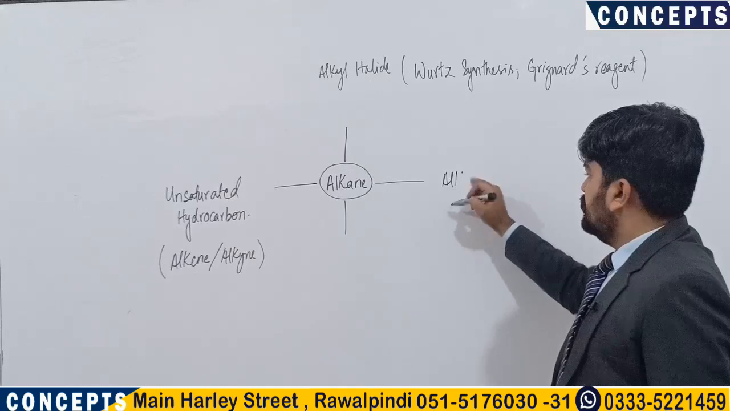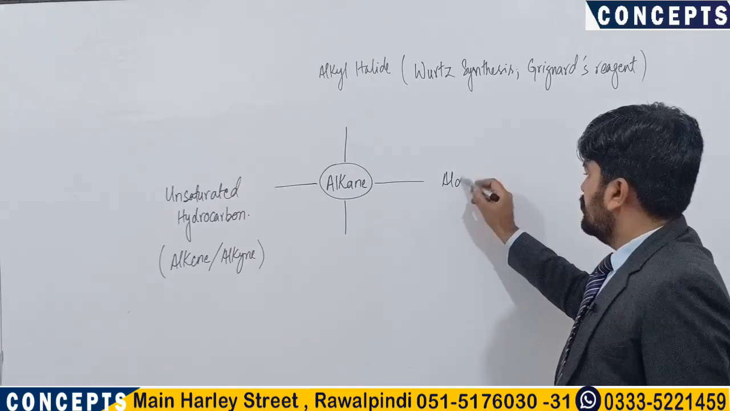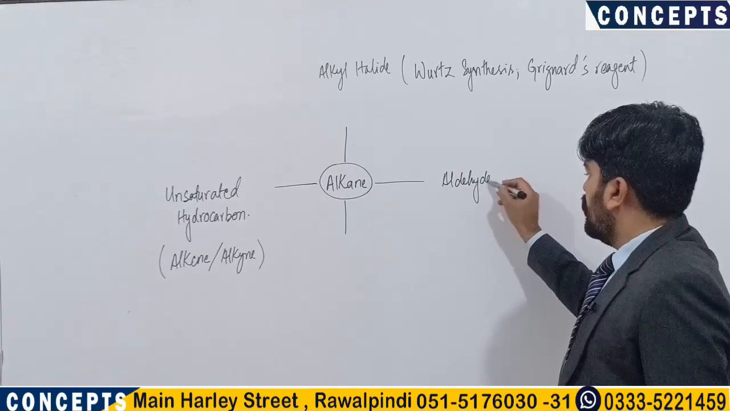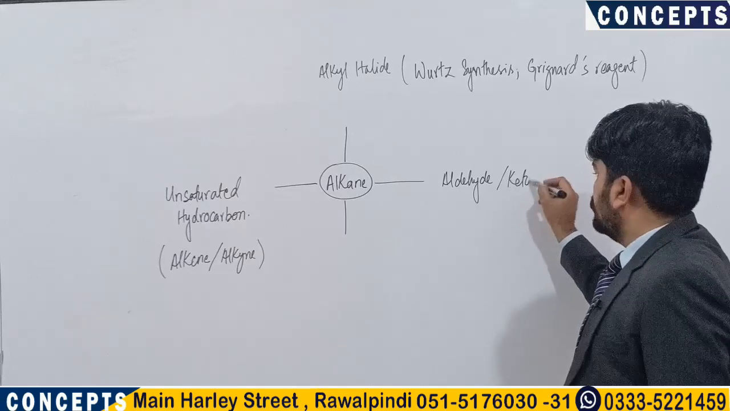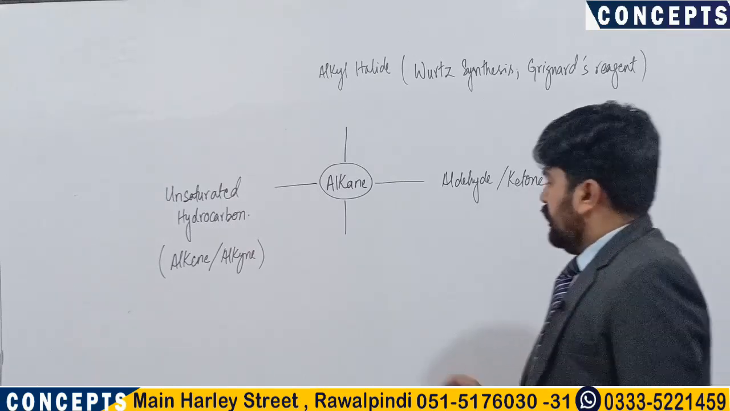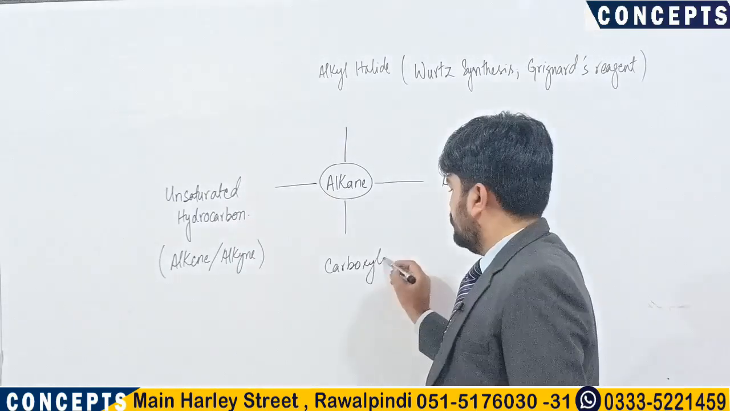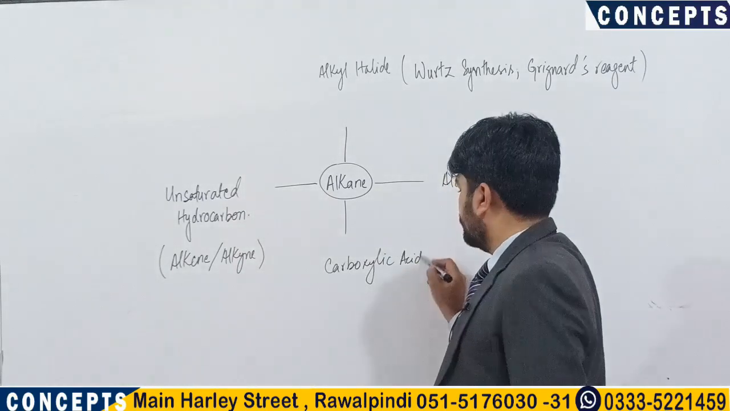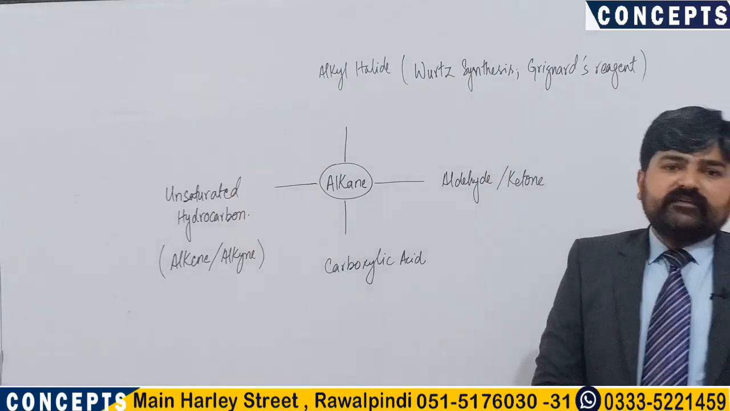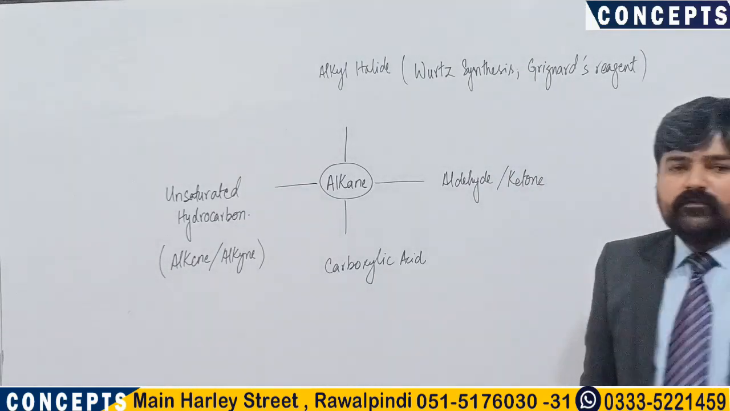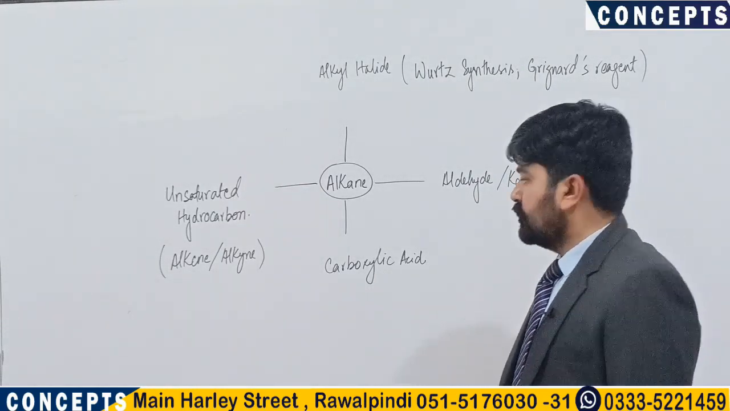Another reaction for the preparation of alkane is from aldehyde and ketone. And in the last one, we have another reaction from carboxylic acid. Let's have a look quickly one by one at each reaction.